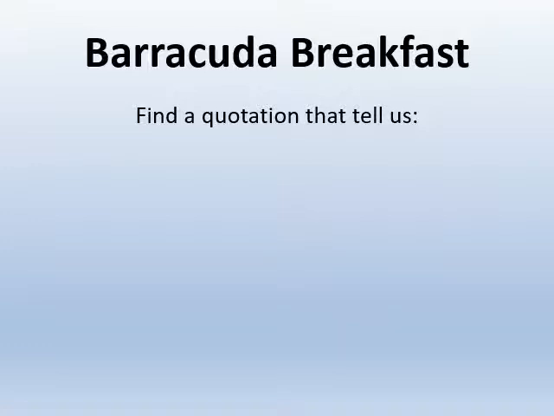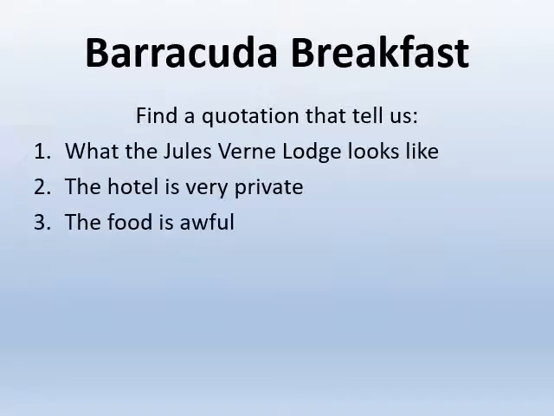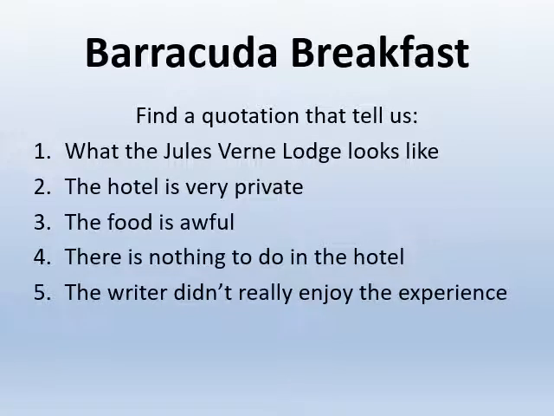So I want you to find quotes. So you've got to find 5 quotes. There they are. What the Jules Verne Lodge looks like. The hotel is very private. The food is awful. There's nothing to do in the hotel, and the writer didn't really enjoy the experience. So can you write out, answer this in full sentences. What: the hotel is very private. This is shown by a quote, an appropriate quote. So you've got 5 quotes to find there.